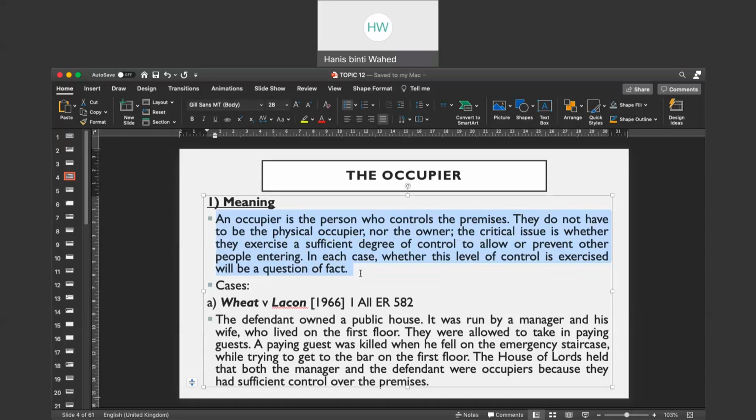Okay, and because he has control over the premises, he has a duty of care towards anyone who enters the premises. So the court will determine whether that person who has the sufficient degree of control, i.e. the occupier, is so, by looking at the facts of the case. Because as mentioned, this is a question of fact. Meaning the court will determine what duty of care is owed by that person who has a sufficient degree of control.